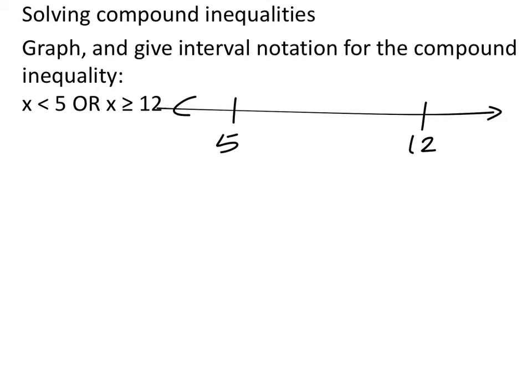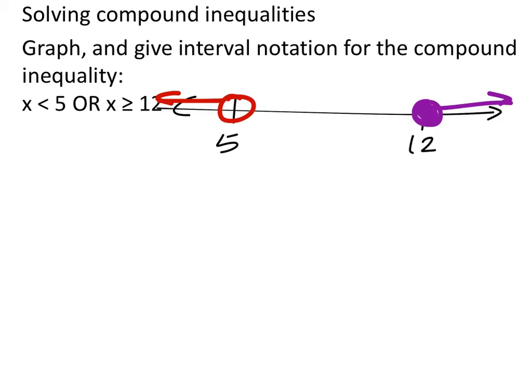X is less than 5. All right, so at 5 I got an open circle, and it's not eating the x, so it goes to the left. On the other hand, I have x is greater than or equal to 12, so that's going to be a closed circle. And it is eating the x, so it goes to the right. So this is exactly what you're talking about, right?